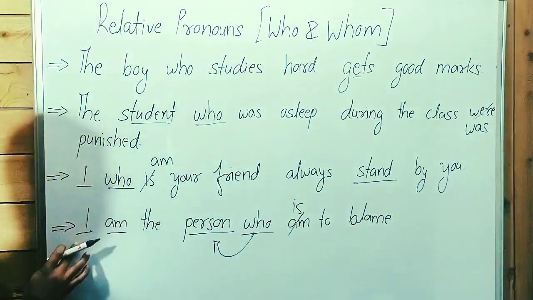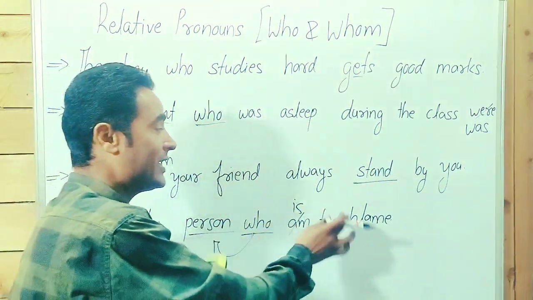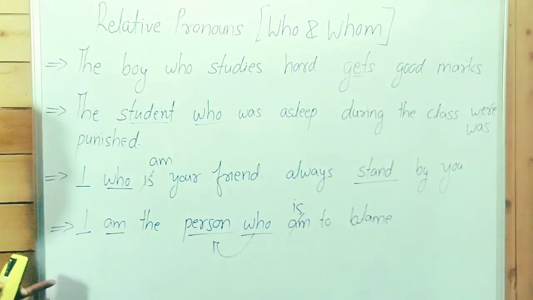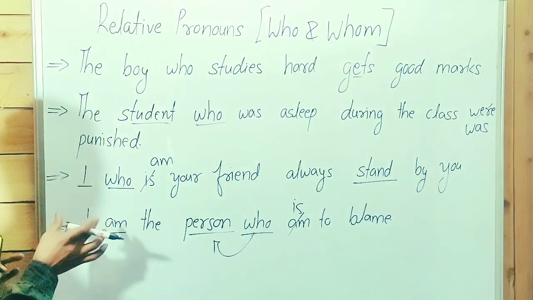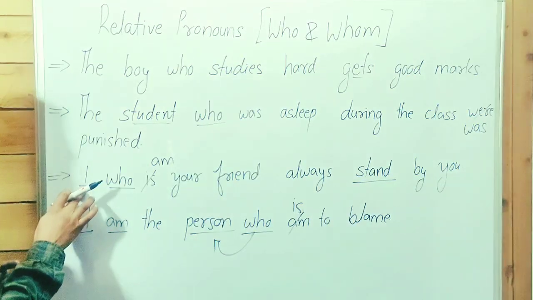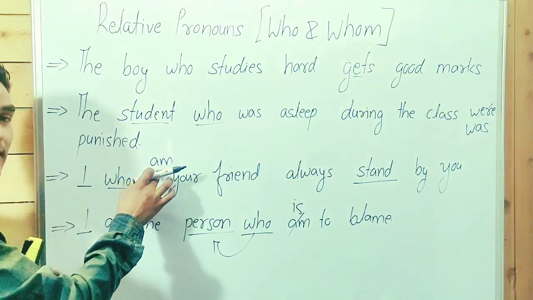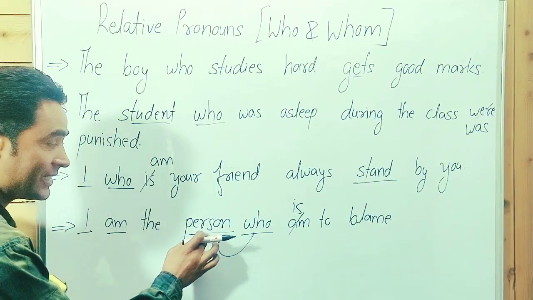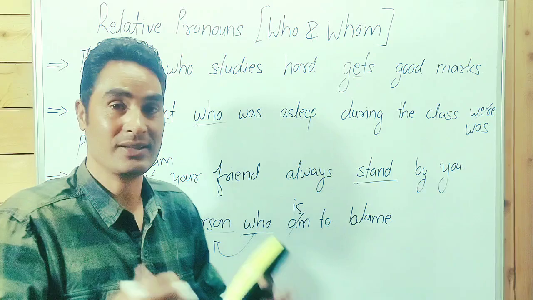I am the person who is to blame. But guys, don't be confused with these two sentences. In "I who," the antecedent is I, which is why we have to use "am." But here the antecedent is "person," which is why we have to use the singular "is."